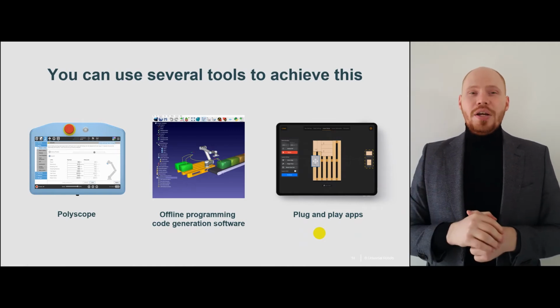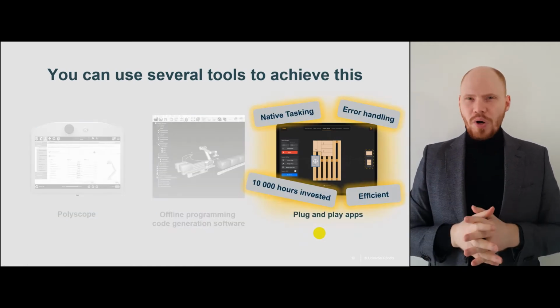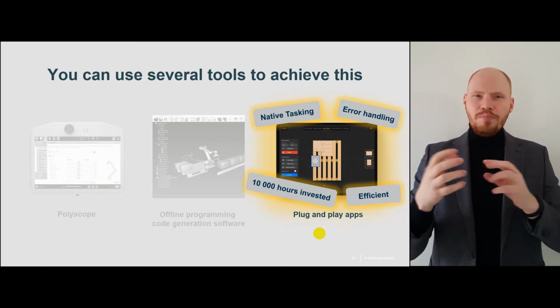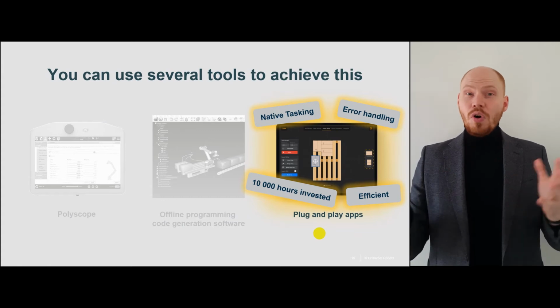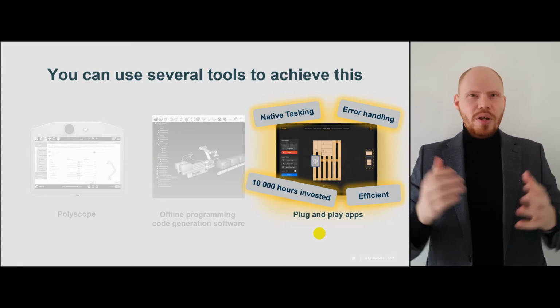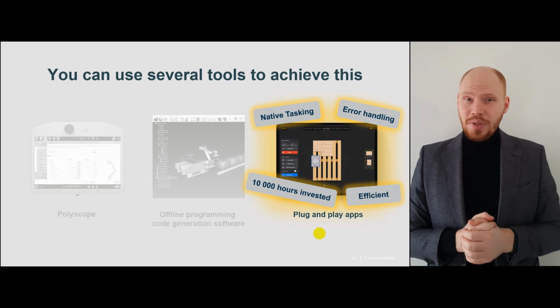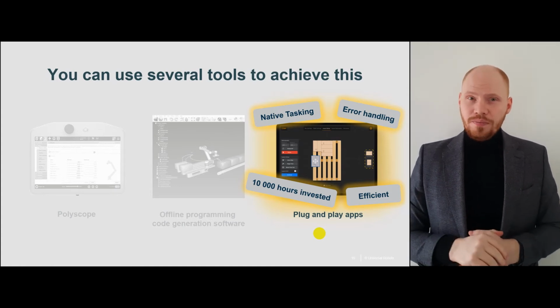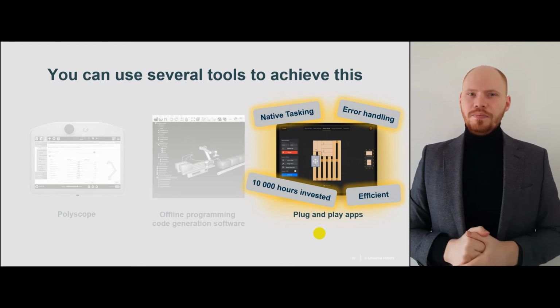This app approach is actually the quickest path to our Holy Grail. It's packed with super benefits like native tasking and predefined error handling. Moreover, we have invested 10,000 hours developing each of our apps, which is impossible if you program a robot from scratch. Let me show you how it works.